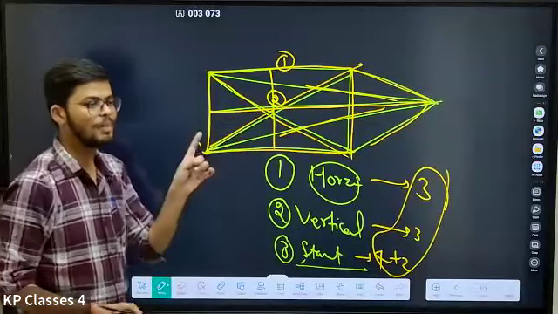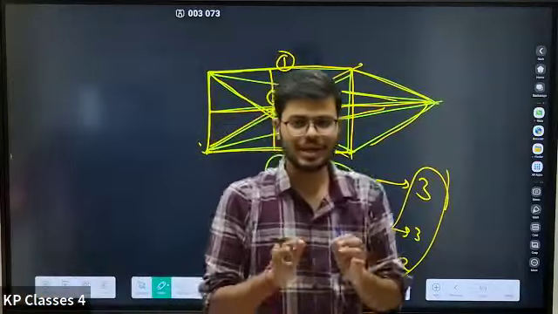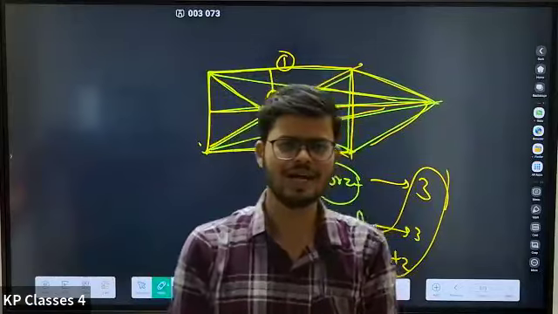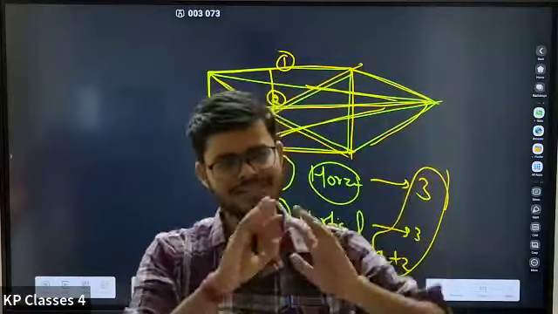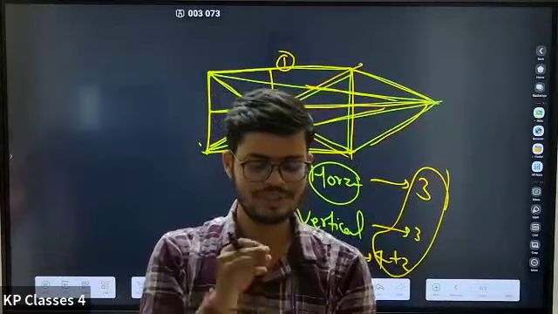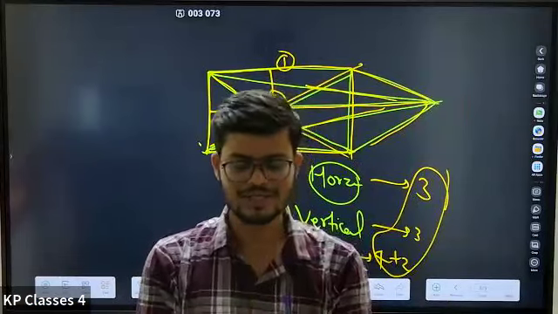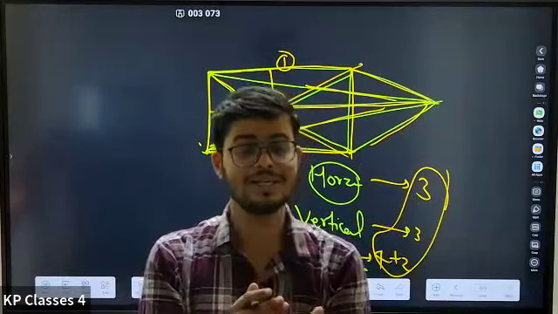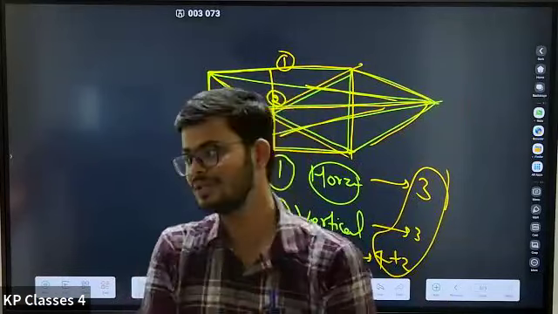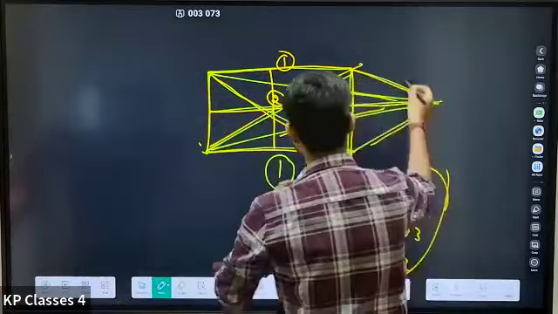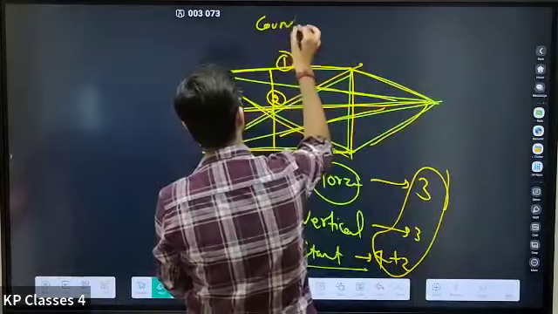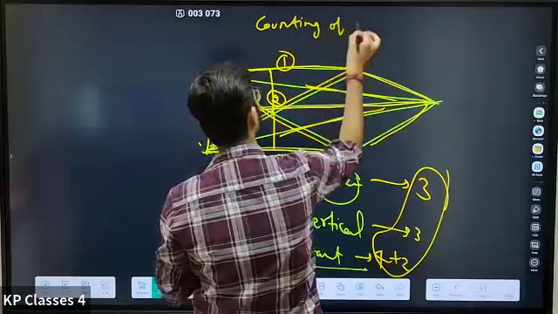So this is the first part of the counting of figures. It's very rare that we get a question from this part, but still, if we are going to complete the concept, this is something we need to keep in mind. If we are going to count straight lines, what strategy can we follow? We can count first the horizontal lines, then vertical lines, then the slant lines. So this is about the counting of straight lines.